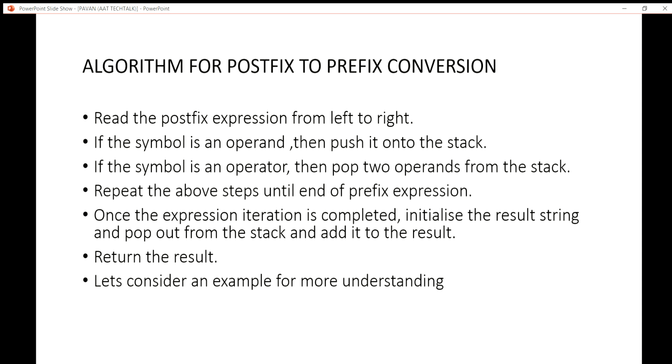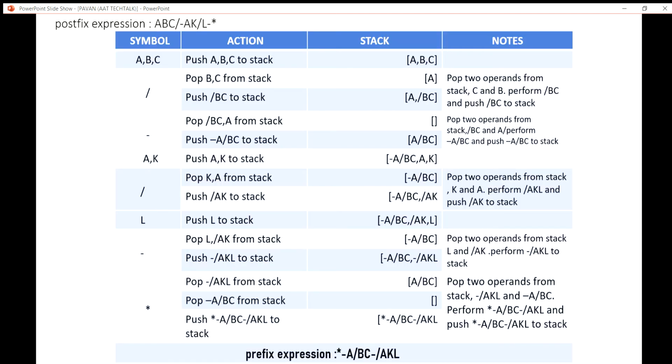Let's consider an example for more understanding of the conversion of postfix to prefix. Let's take an example postfix expression: A B C / - A K / L - *. Here we have to read the postfix expression from left to right. So from the left, A, B, C are operands, so we can directly push A, B, C to the stack. In the stack we will have A, B, C.